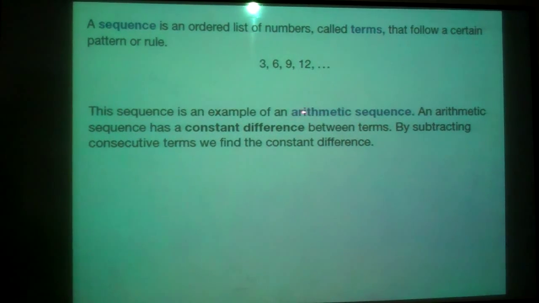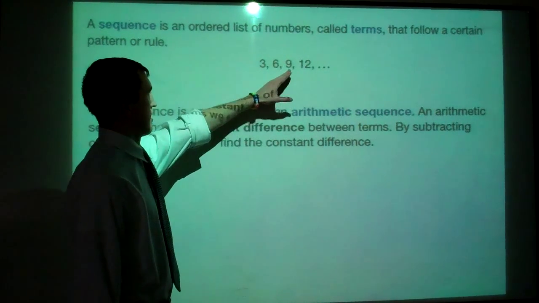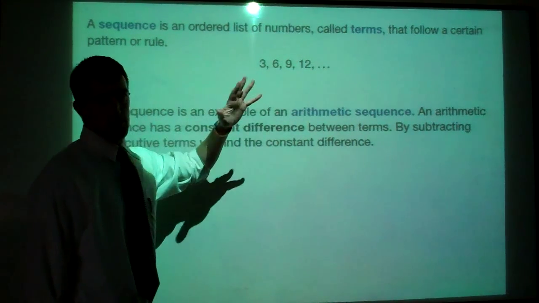So this sequence is an example of an arithmetic sequence. Usually when we describe the sequence, it's pronounced differently, but we're not too worried about the pronunciation. But basically, we just need to remember what it is. An arithmetic sequence has a constant difference between terms. So by subtracting consecutive terms, we can find that difference. So 6 minus 3 was 3, 9 minus 6 was 3, 12 minus 9 was 3.